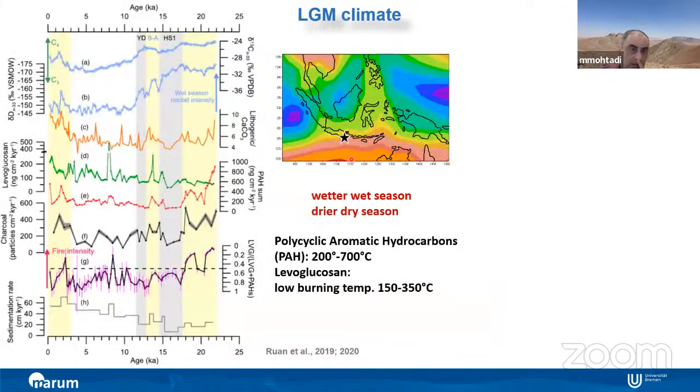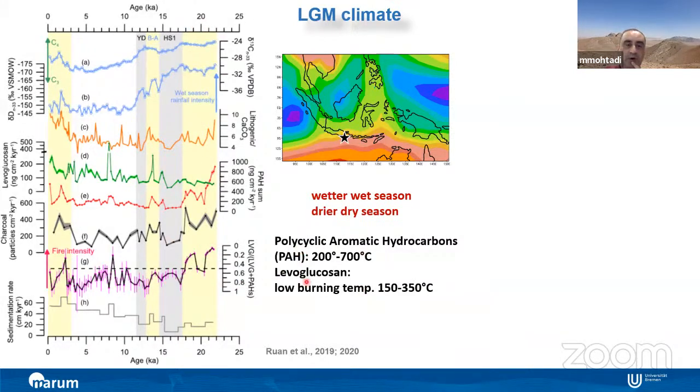So what we did then, we tried to work with as many parameters as possible. This is one example from a core from Monsoon, Indonesia. We measured whatever we could, organic and inorganic parameters, and came up with the idea that basically the wet season was wetter and the dry season was drier. So the wet season, these are the deuterium records from that side, show wetter conditions during the last glacial maximum. That's this yellowish bar here.